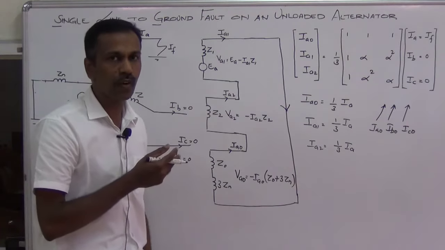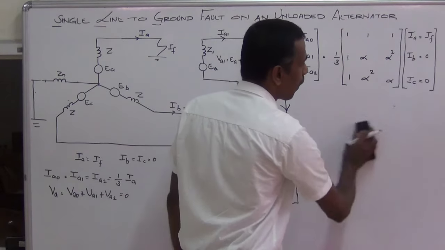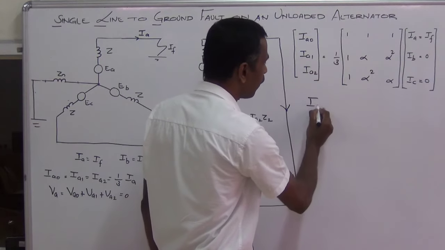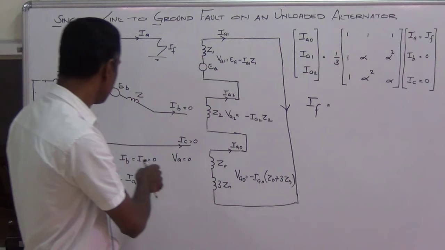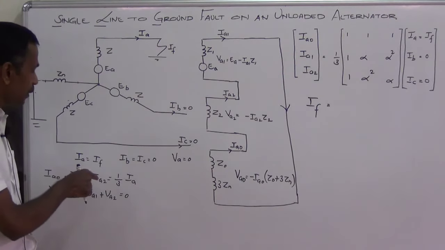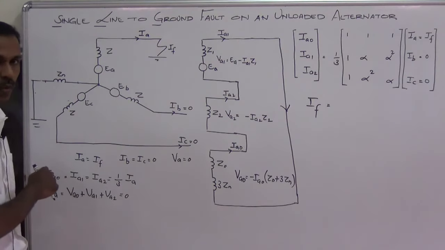We need to find out the fault current. The purpose of the fault analysis is mainly to find out the fault current. What is the fault current here? IF. IF equals IA. We have to write everything in sequence components. And IA equals 3 times IA0.